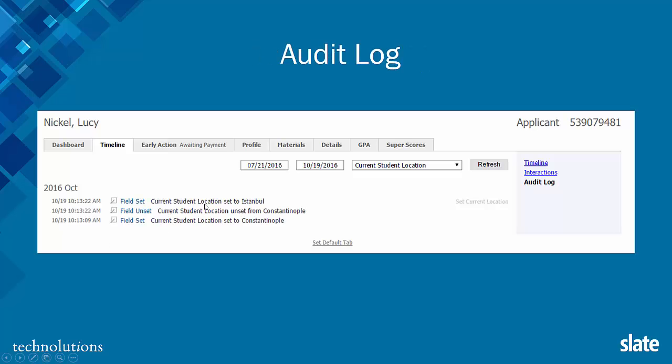Audit logs will show you some things to keep in mind. In the audit log, we see when a rule makes a change to a field in Slate. In this case, we have a current student location field, and that field is set to Constantinople. We then have a rule that runs, and we see where the current location was unset from Constantinople, and then the current student location was set to Istanbul. By clicking on the set current location rule on the right-hand side, that would take you to the rule, and it would tell you why that particular value got changed. But that's just something to keep in mind in the audit log.